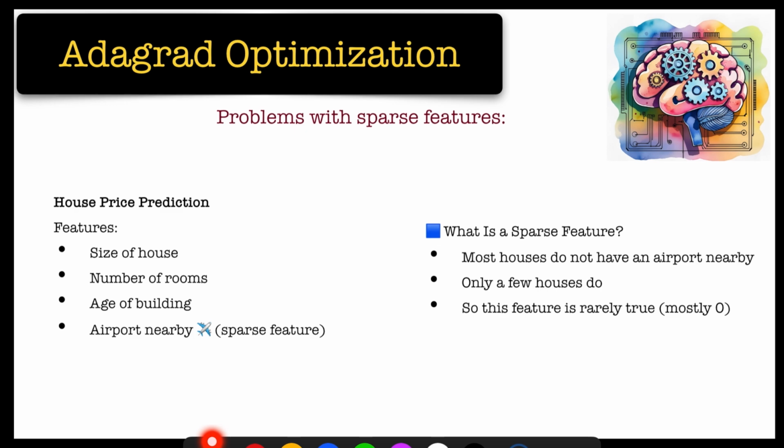Now we see one problem with vanilla gradient descent, and that is with sparse features. Let's see a very simple example, house price prediction. We have these features: size of house, number of rooms, age of building, and airport nearby or not. This airport nearby feature is very sparse, because very few houses will be near an airport. Most of the time the value will be 0 and very few times it will be 1.